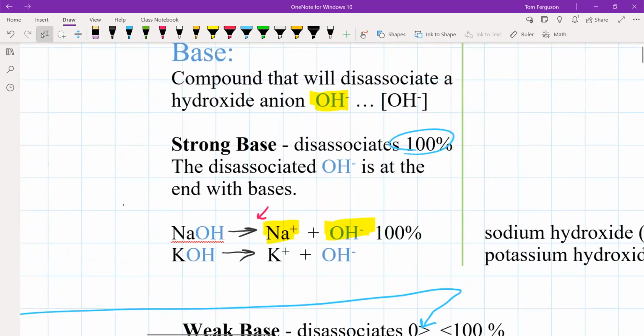Like acids, we have strong bases and weak bases. There are 2 main strong bases you're going to be associated with in here and also in your next chemistry class, and that's sodium hydroxide and potassium hydroxide. Those are strong bases. That means they dissociate the OH minus 100%.